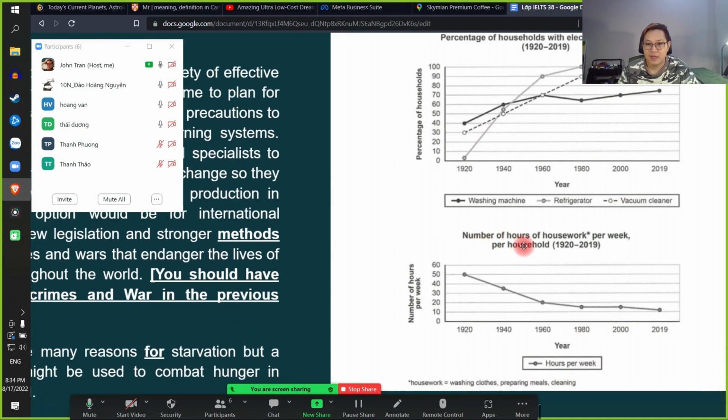And this is a number of hours of housework per week per household. Và đây là số lượng giờ mà làm việc nhà một tuần trên một hộ gia đình. Okay, and housework is basically washing clothes, preparing meals and cleaning. Làm việc nhà nó bao gồm gì? Giặt đồ nè, chuẩn bị cái bữa ăn và dọn dẹp.